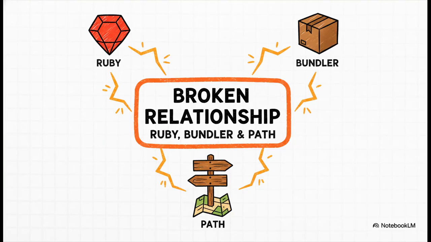Now, I know what you're thinking. Oh no, Metasploit is totally broken. I have to reinstall everything. But hold on, that's almost never the real issue. The real culprit is usually a three-way argument between Ruby, Bundler, and your shell's path. Think of them as a band that's suddenly out of tune with each other.